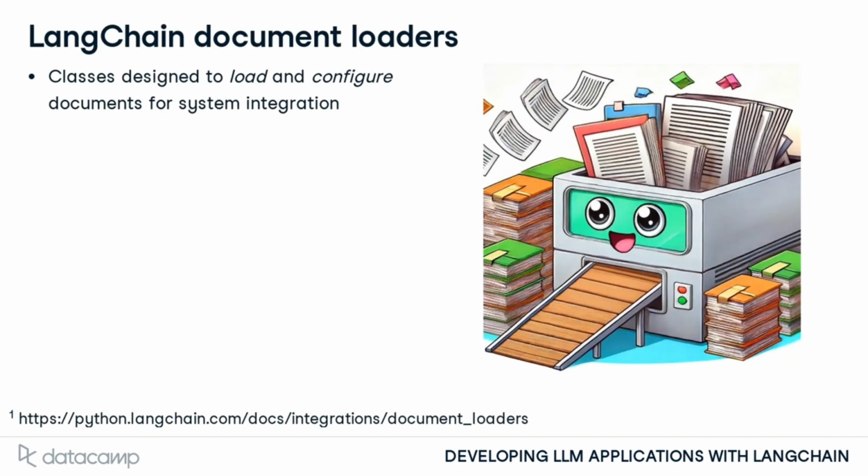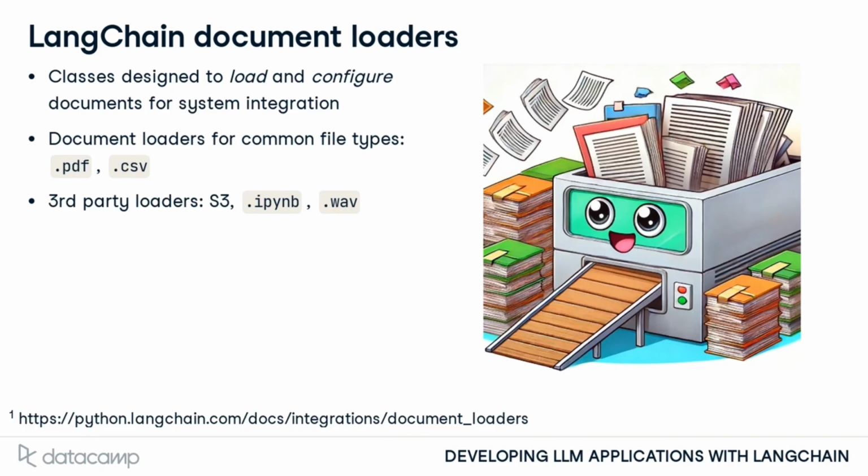LangChain document loaders are classes designed to load and configure documents for integrations with AI systems. LangChain provides document loader classes for common file types such as CSV and PDFs. There are also additional loaders provided by third parties for managing unique document formats, including Amazon S3 files, Jupyter Notebooks, audio transcripts, and many more. In this video, we will practice loading data from 3 common formats: PDFs, CSVs, and HTML. LangChain has excellent documentation on all of its document loaders, and there's a lot of overlap in syntax, so explore at your leisure.